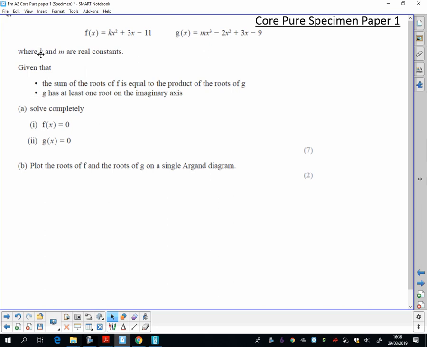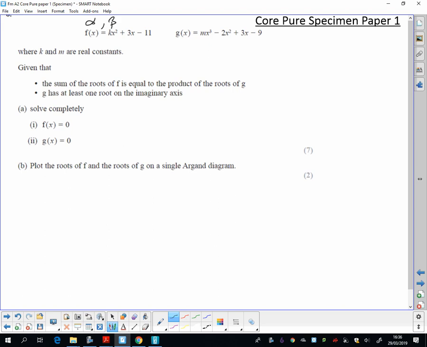Okay, this question was a little bit of a problem-solving question, all about roots. They're giving us some information, and we've got to solve this completely. Basically, find the roots of these two equations. So you might think, let's start out. Let's call the roots of this one alpha and beta.